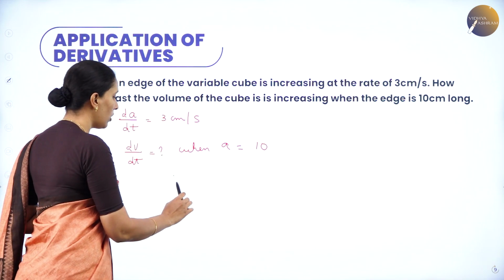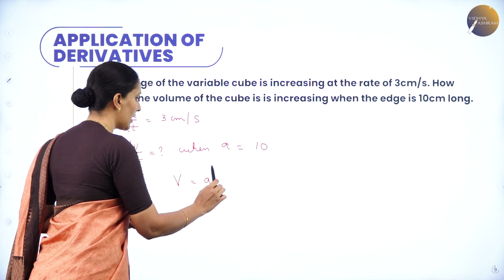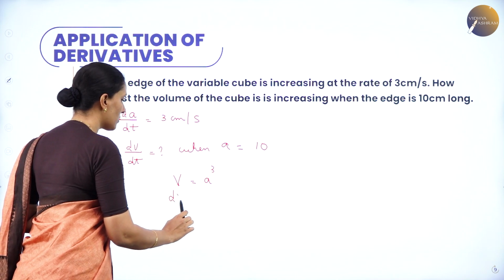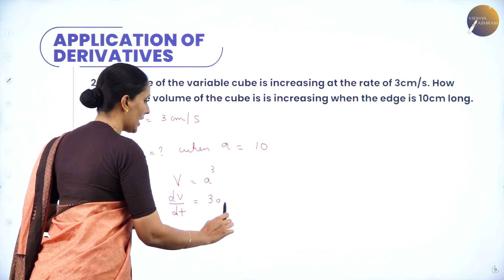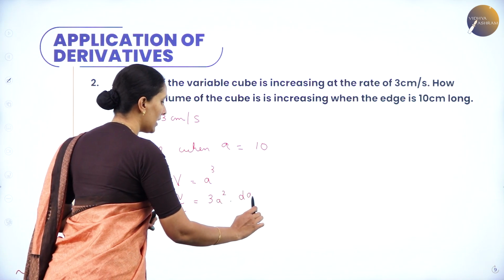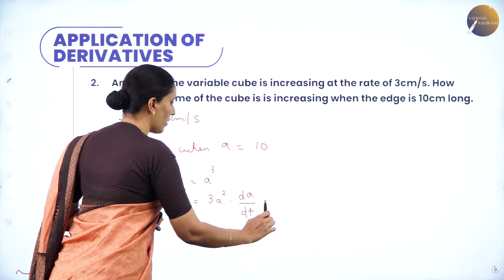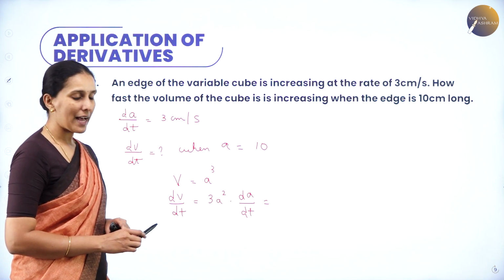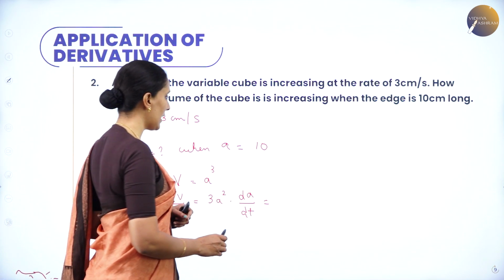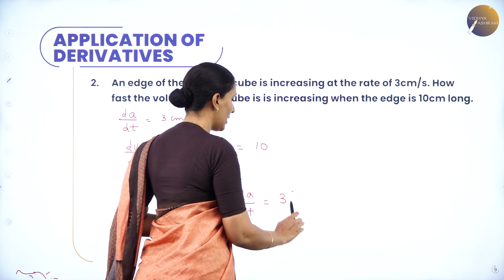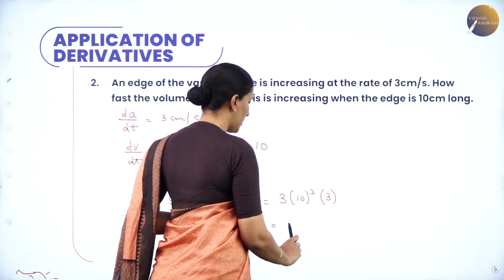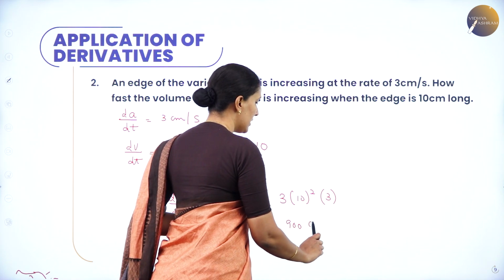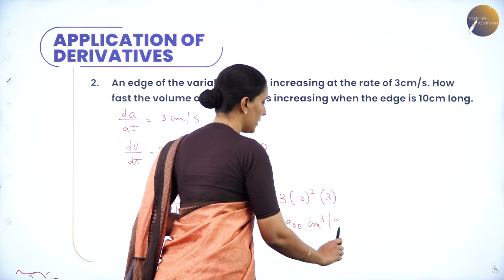We know that the volume of cube is A cube. So if we derive this with respect to t, then A cube becomes 3A square into dA by dt. So if we substitute the value of A as 10 and dA by dt as 3, then it is 3 into 10 square into 3. So that is equal to 900 centimeter cube per second.